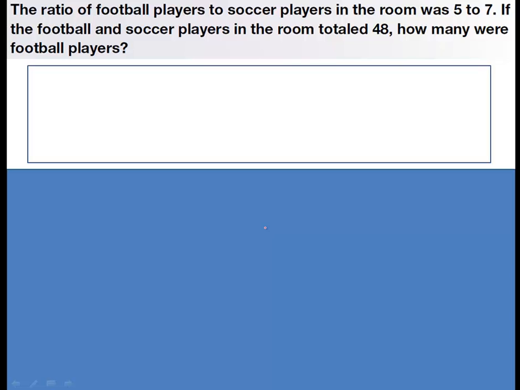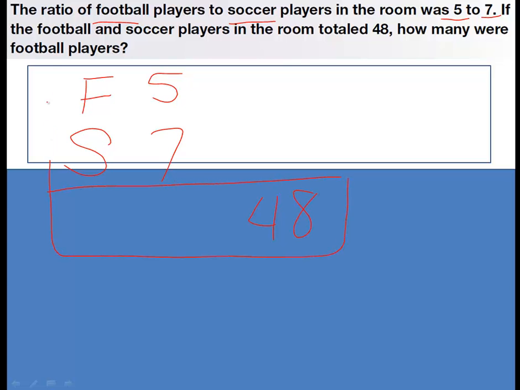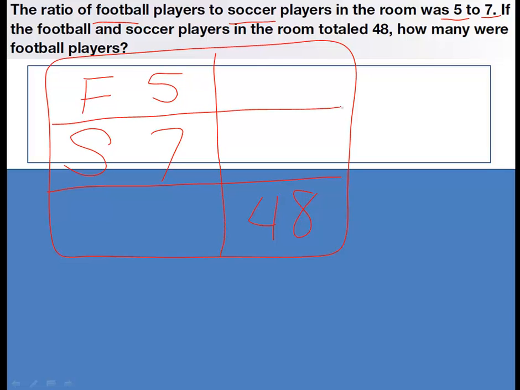All right, so you've got your answer. Now let me show you how I would do it. I'd start by making an F for football players and an S for soccer players. The ratio is 5, so I know that goes with the football players. And 7, because that came second, goes to soccer. And then it said there are 48 total. So there's my third box right there.